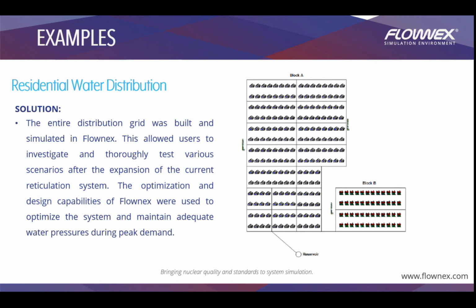Will the water pressure start decreasing, or will we have less flow in block A? So we could test all those cases in Flownex. Then we use the optimization and design capabilities of Flownex in order to design the system and maintain adequate water pressures during peak demand as well.